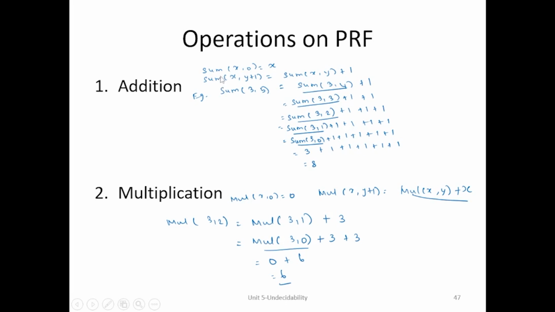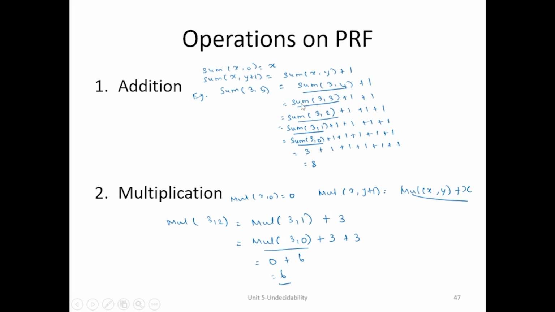So this is the main concept. Instead of x, 3 is available. Instead of y plus 1, 5 is available. And the final answer should be sum of x comma y plus 1. So sum of 3 comma your y value is 4, because y plus 1 is 5. So the y value is 4 plus 1. Again, we should substitute it as sum of x comma y plus 1.